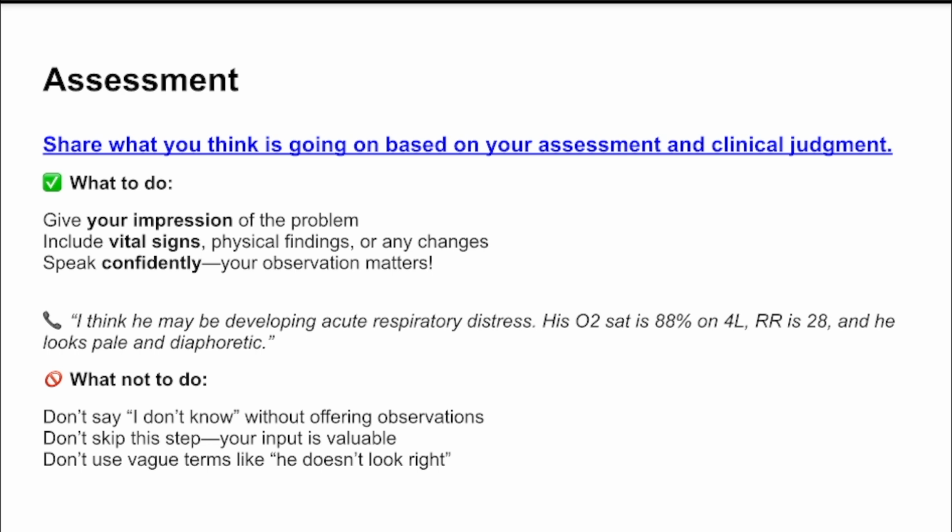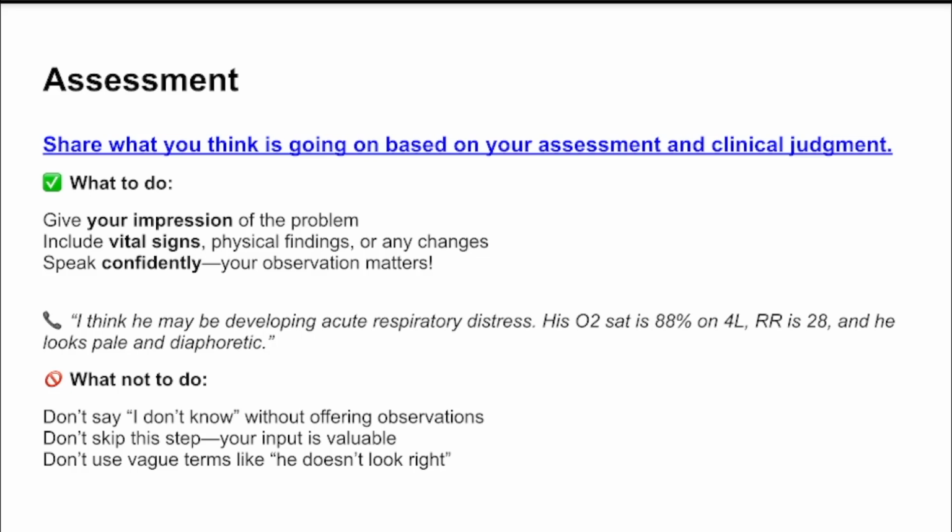Assessment. Here's where your nursing judgment comes in. What do you think is going on? Here, you want to give your impression of the problem. Include those vital signs, physical findings, or any changes. Speak confidently. Your observation here matters. You're the nurse, you're the one taking care of this patient.